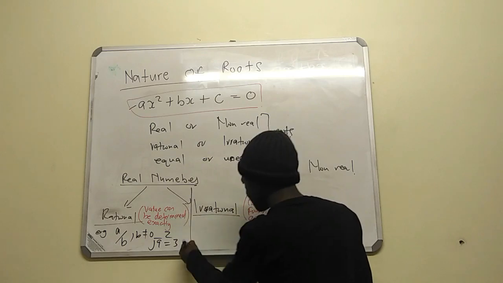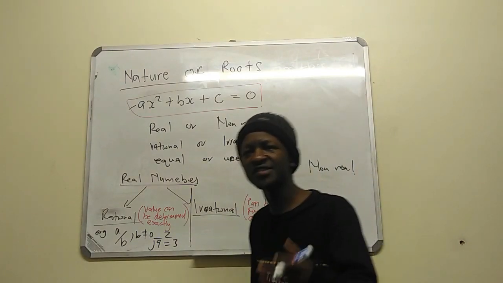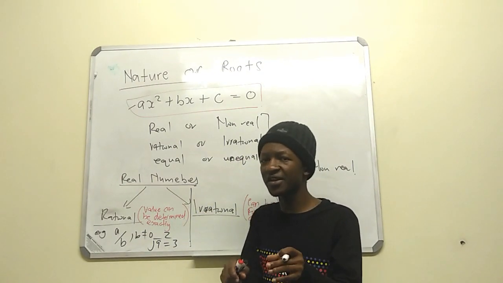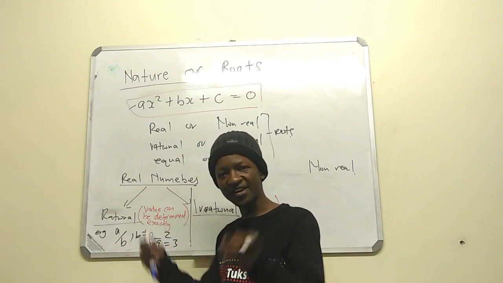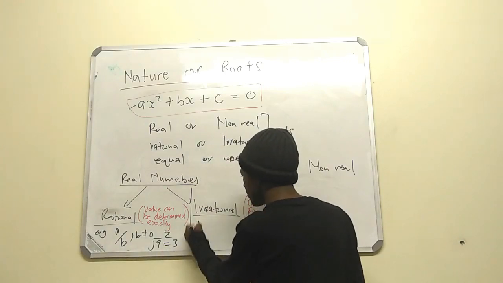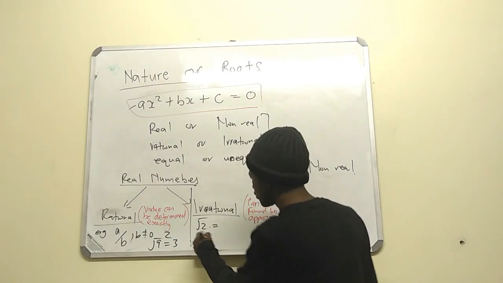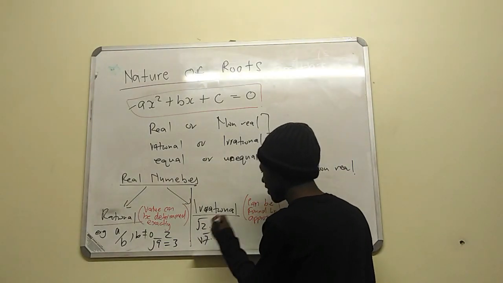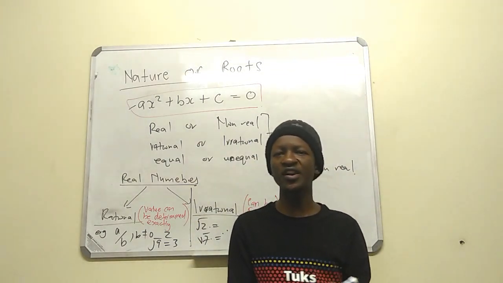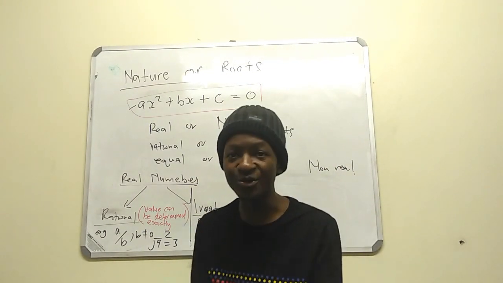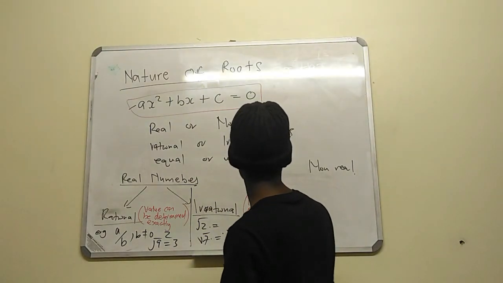And then we have irrational numbers. Irrational numbers are those numbers that, when you put them under a square root, you have to find an estimate. You can't really get their exact value, so we estimate. For example, if I have the square root of 2, I have to estimate it. If I have the square root of 7, I have to estimate it. Those are irrational numbers. We don't know their exact square root.